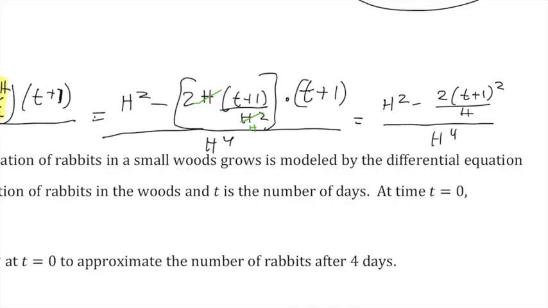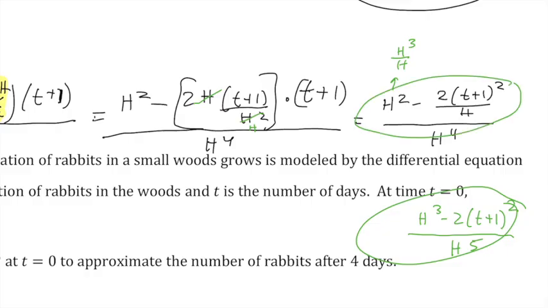And then again, similarly to what I did, I can change this to h cubed over h, and then combine them and get them down. But the final answer will be h cubed minus 2 times (t plus 1) squared over h to the 5th, and that will be the final answer. But if you can get here, you're good.